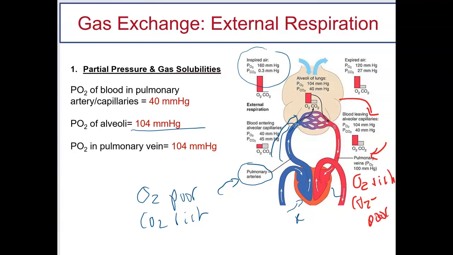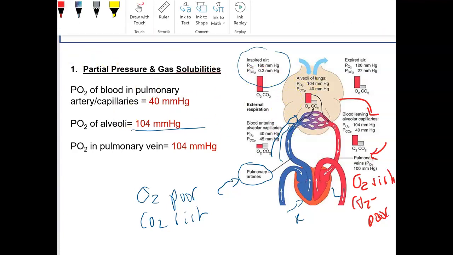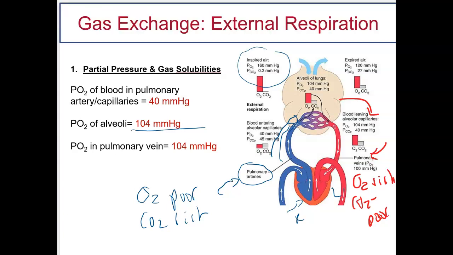So when it comes in with CO2, notice the CO2 level, and when we're looking at the blood, let me back up for 1 second and stick to oxygen here. So I'm coming in low O2, around 40. I have a PO2 of 104. So where is it higher? It's higher in the lungs.